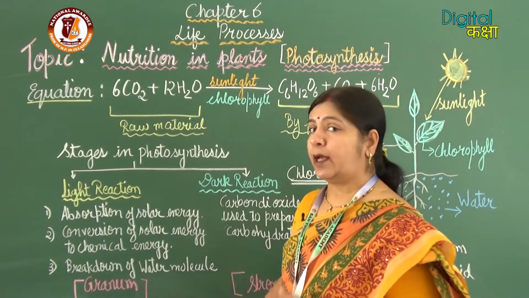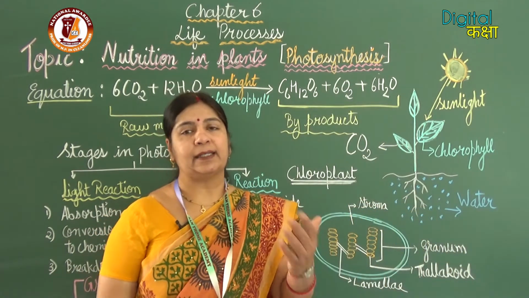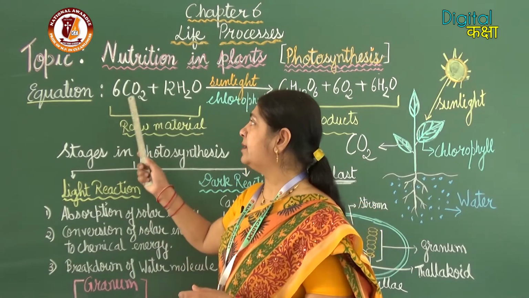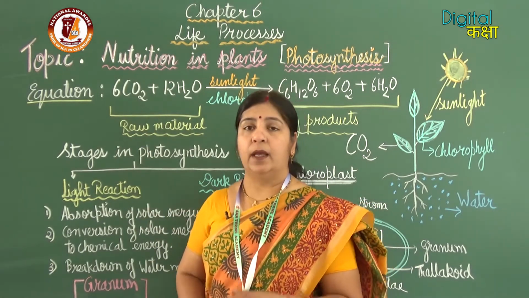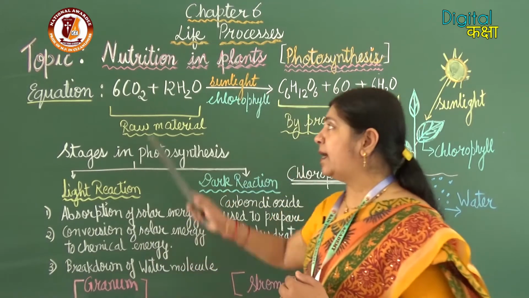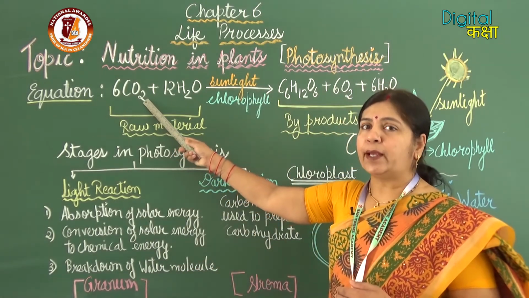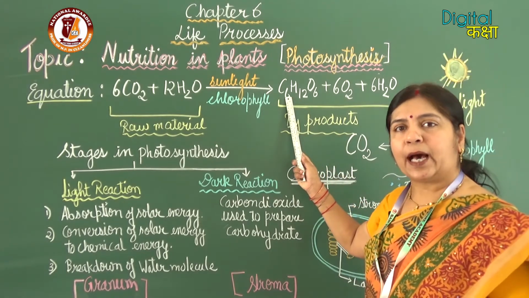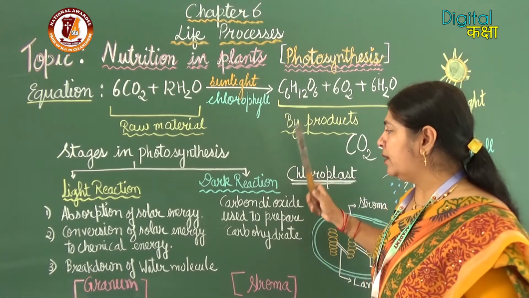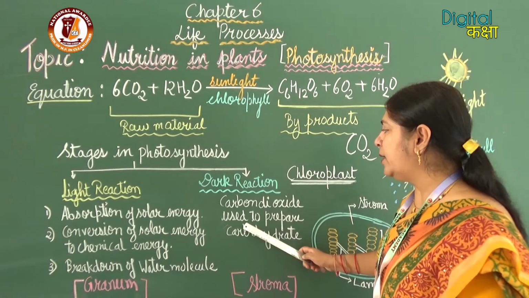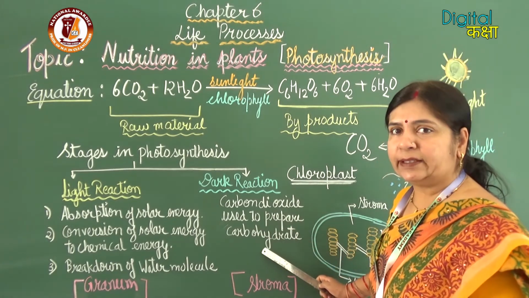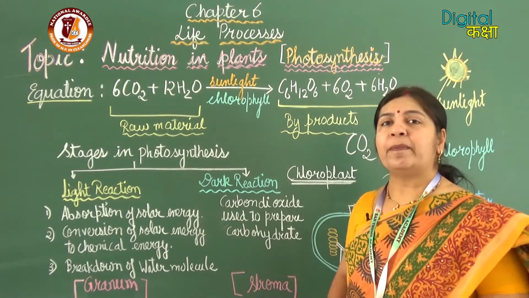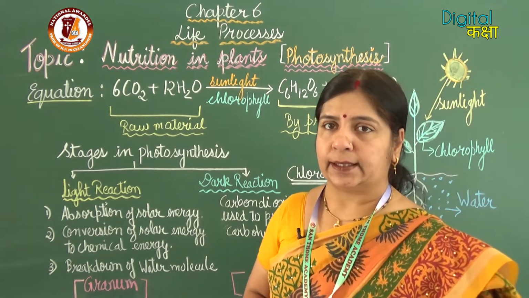And after this is the next step, which is the other raw material, carbon dioxide. Now this carbon dioxide will be used to produce glucose, that is the carbohydrate. So the next step is carbon dioxide used to prepare carbohydrate, that is glucose. So these are the four main steps in photosynthesis.